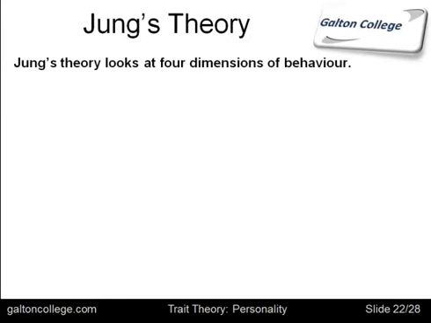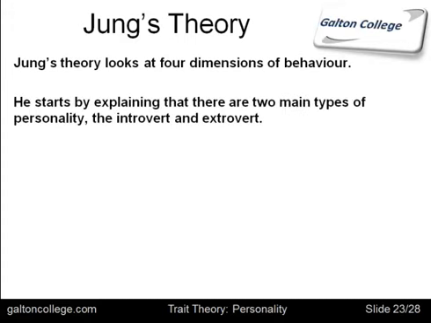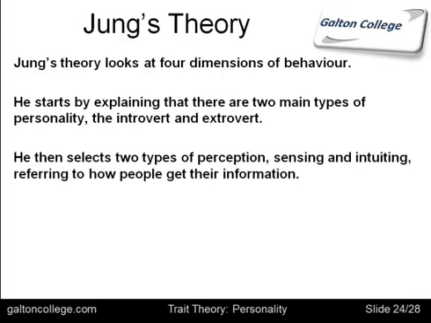Well, this theory looks at 4 dimensions of behaviour. He starts by explaining that there are two main types of personality, introvert and extrovert. Well, we've met this term before. The introvert, someone very quiet, somebody very inward looking. The extrovert, outward looking, open, engaging. Then he selects two types of perception, sensing and intuiting. This refers to how we get our information.